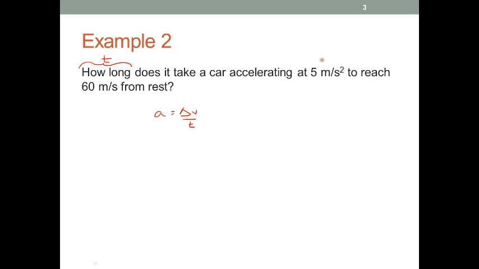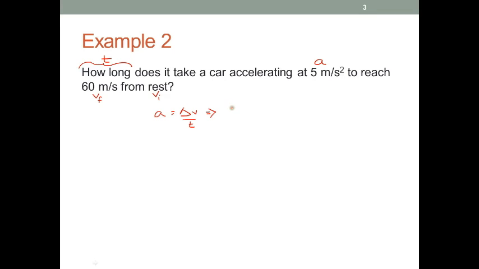5 meters per second squared, that's our acceleration. We're told we need to reach 60 meters per second, so that's going to be our final velocity, and we're accelerating from rest, so that's our initial velocity. Now there's a couple things you can do here. You can do algebraic manipulations first, or you can do them second. I think a majority of the students in this class are much happier when they have numbers to work with, so I'm going to do the algebraic manipulation second.